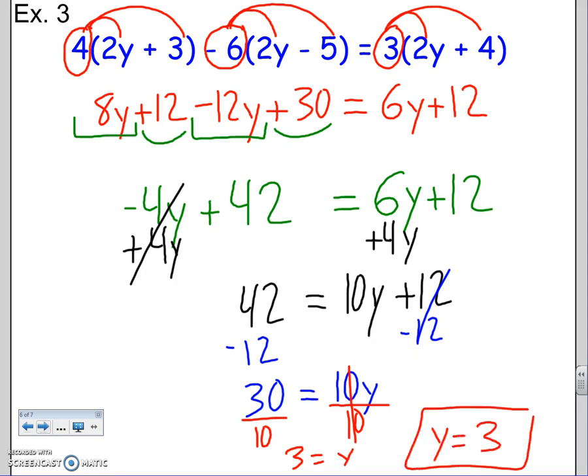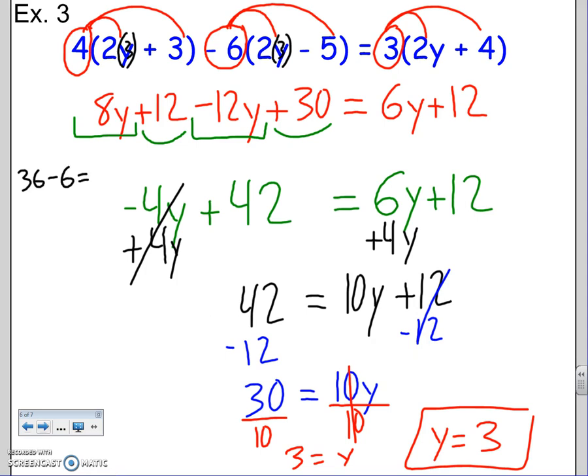It's fine. And we could check if you want. So let me do this in my head real fast. If I plug in 3 here, that's 2 times 3 is 6. Plus 3 is 9. 9 times 4 is 36 is the first parentheses. Then see this one here. 2 times 3 is 6. Minus 5 is 1. 1 times negative 6 is minus 6.